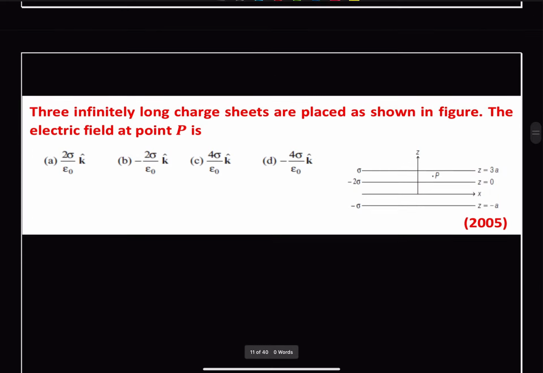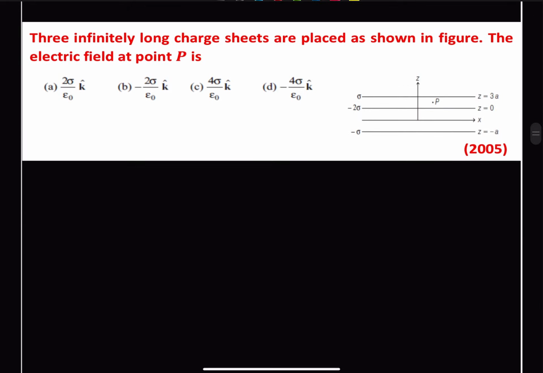Next question. It was asked in the year 2005, and it states that 3 infinitely long charge sheets are placed as shown in the figure. The electric field at point P is, and we have to find the electric field at a point.